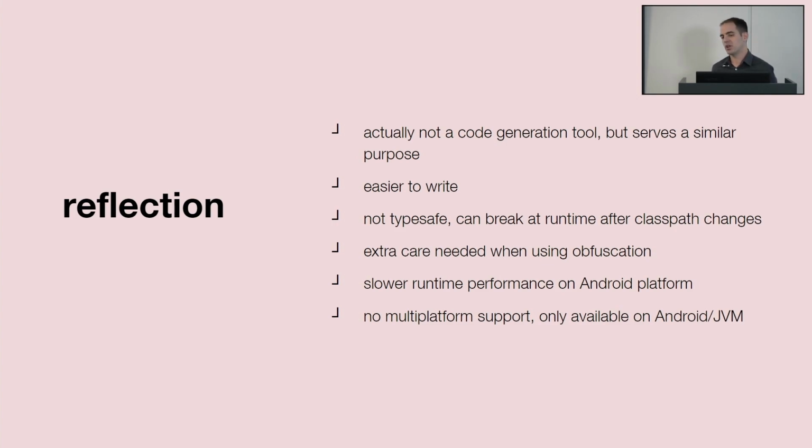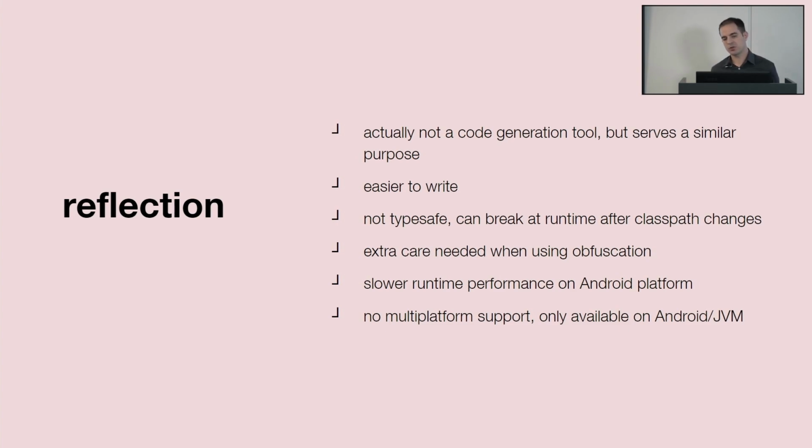However, it is not type safe. It can break very easily if you update any of your libraries or anything else, since it doesn't access anything in a type safe manner. And also, if you are working on Android, you have to take extra care, because if you use an obfuscation tool like ProGuard or R8, then you have to make sure that this obfuscation won't break your reflective code.